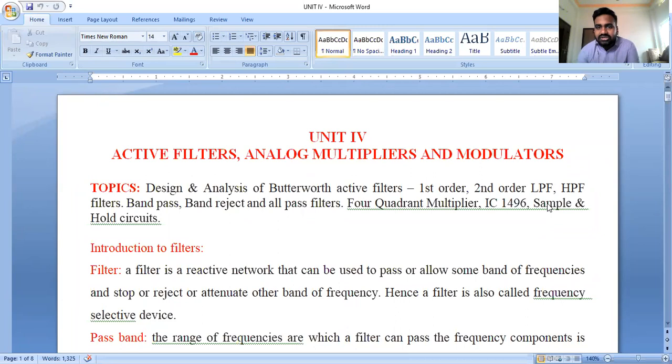Before going into the entire discussion of designing and analyzing Butterworth active filters, we will see the prerequisites needed. First we will go through the definition of a filter, and next the filter specifications, like low pass filters, high pass filters and band pass filters, and what is meant by the pass band. We call that technical term the pass band. What is meant by pass band? All these things will be discussed in today's class. So the entire prerequisite of filters will be discussed now.